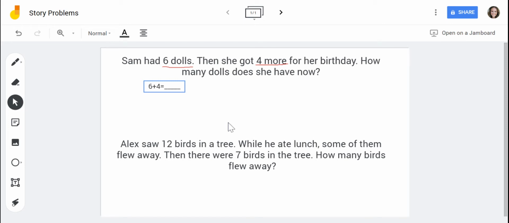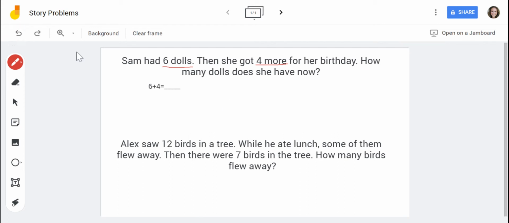And there's a couple ways that we can think about this. We can use the counting on strategy. We can get 6 in our head and we can count up 4 more. So if I think of 6 in my head, I'm going to keep that number in my head and I'm going to count up 4 more. So we have 6, 7, 8, 9, 10. So 6 plus 4 is 10.